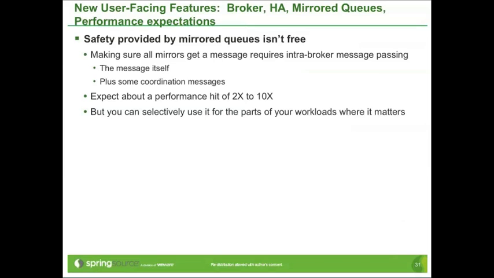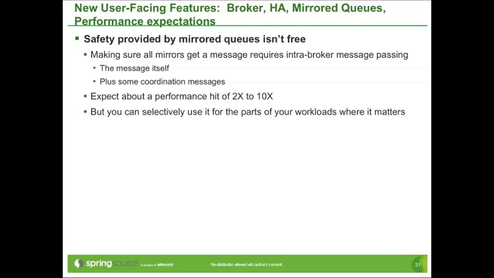Performance expectations. The safety you get from mirrored queues isn't free. Making sure that all of the mirrored copies of a queue get a given message requires messages to be passed within the broker, within the cluster, namely the message itself, plus some coordination messages to implement this sort of reliable atomic broadcast of the message to the mirror set. And so you should expect a performance hit of anywhere from 2x to 10x. But on the other hand, you should only use this for parts of your workloads where it matters.